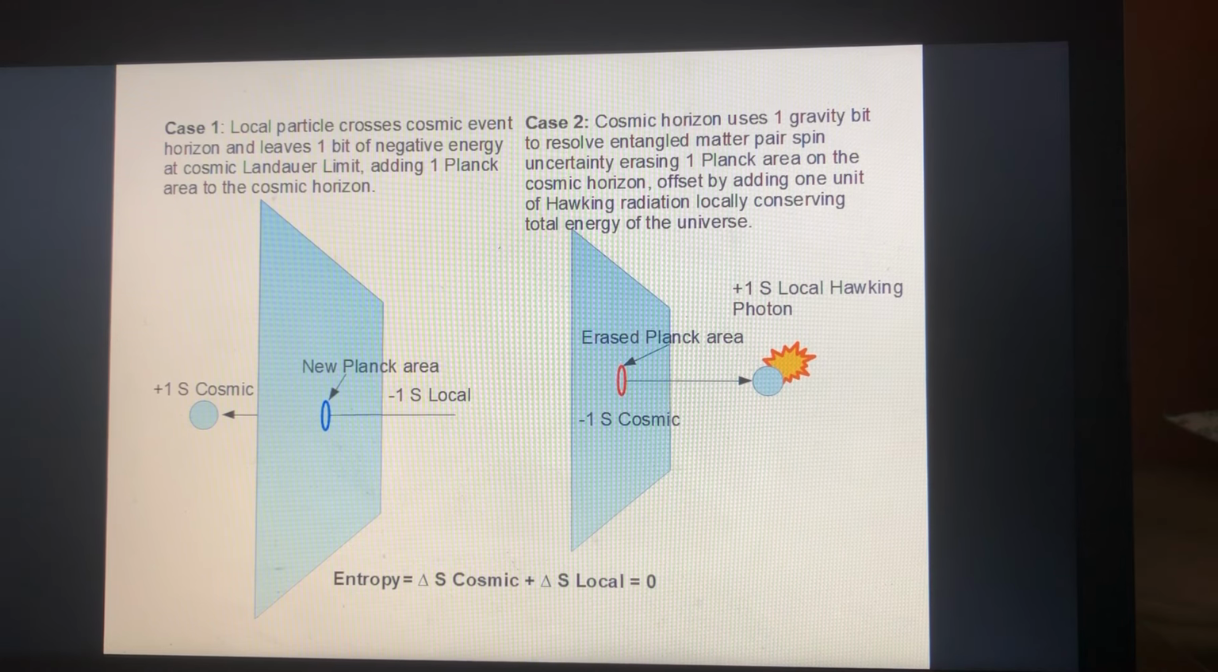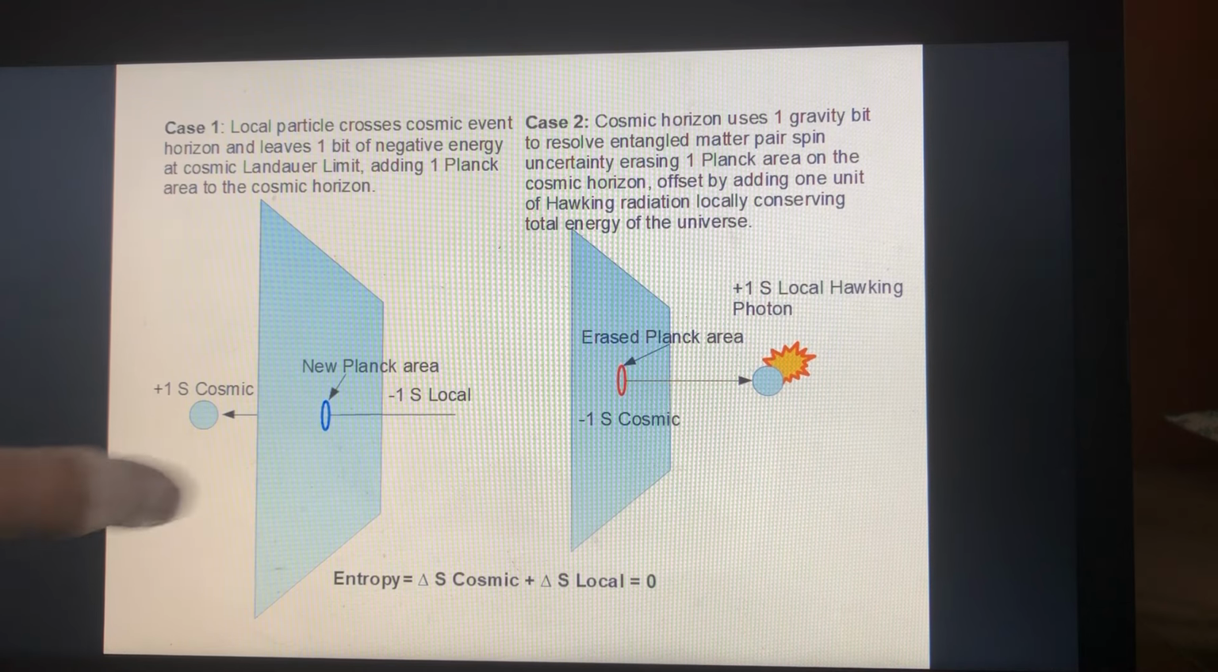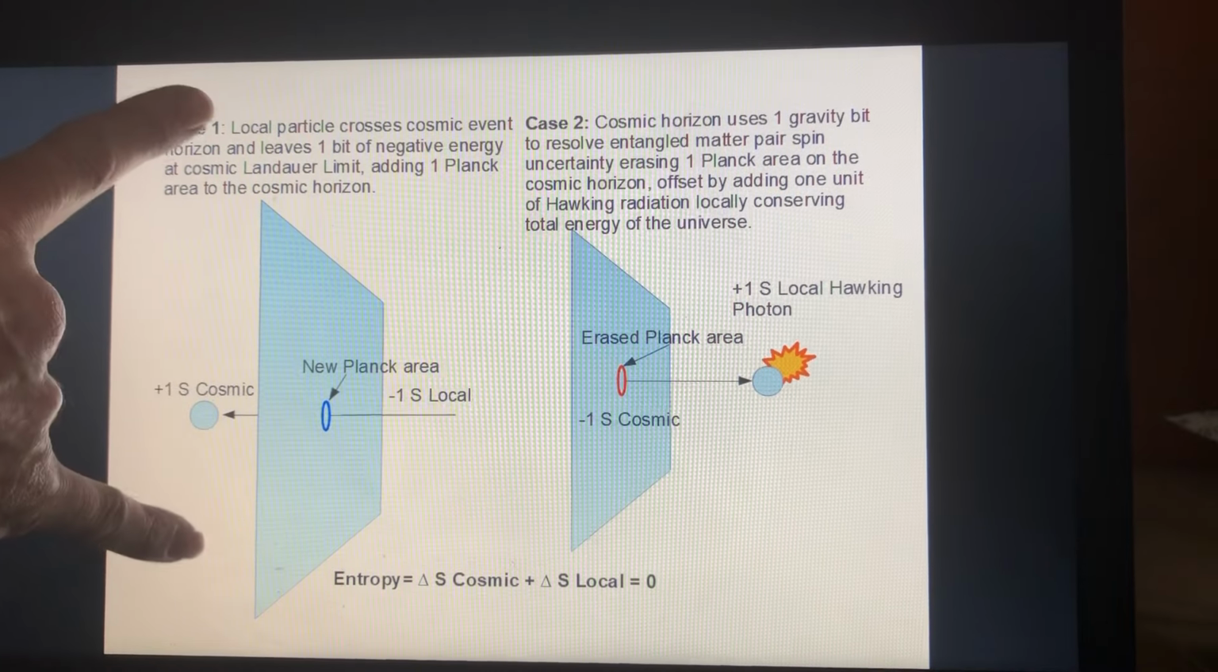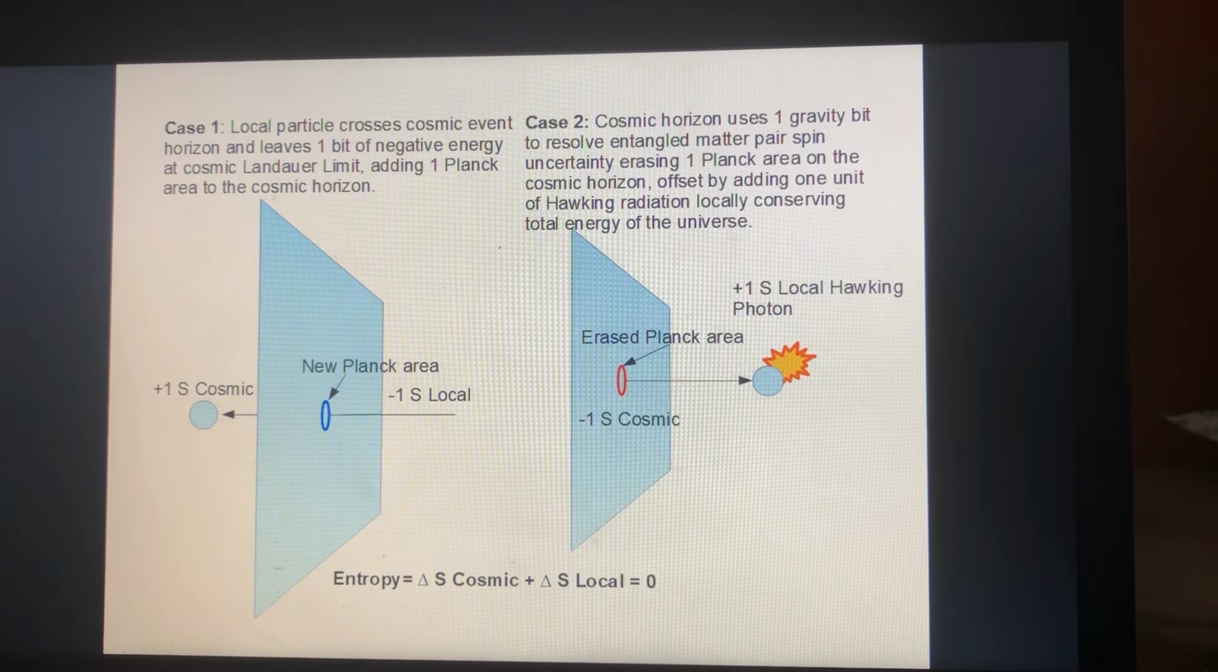So we're going to get into the cases a little bit more here. You can see here that kind of describes what we had before. This is the expansion phase where a local particle crosses the cosmic event horizon, causing this event horizon to grow. And in the other case, the gravity bit is emitted from the cosmic event horizon to resolve spin entanglement measurements between entangled particles, and then those particles emit a Hawking photon to represent the now smaller cosmic horizon.